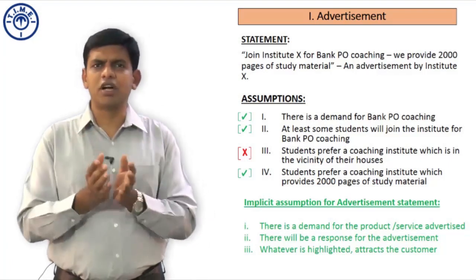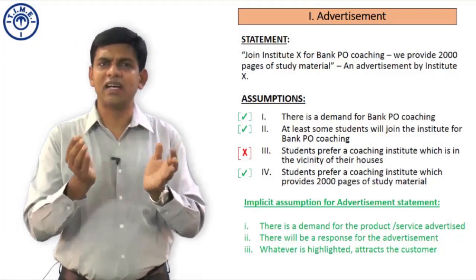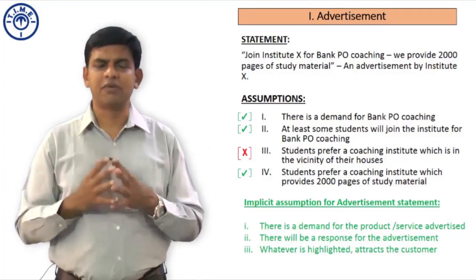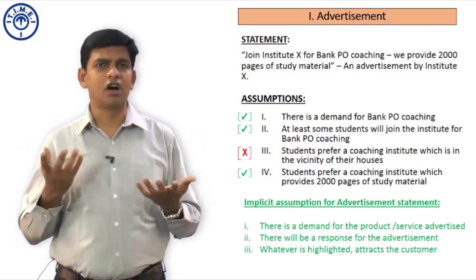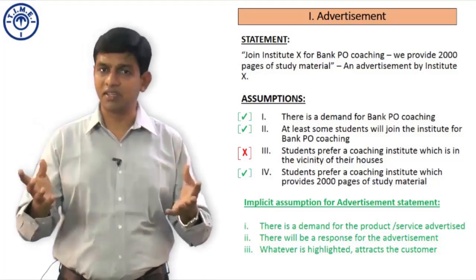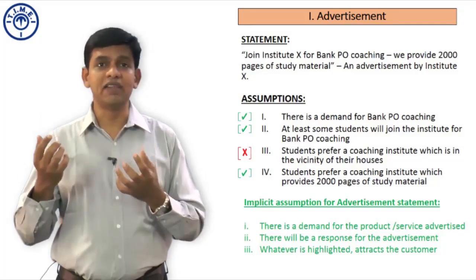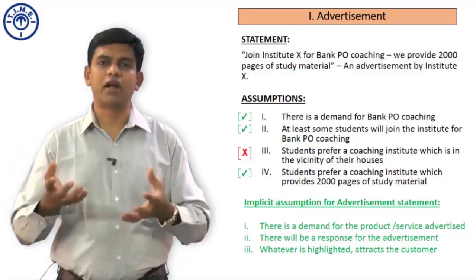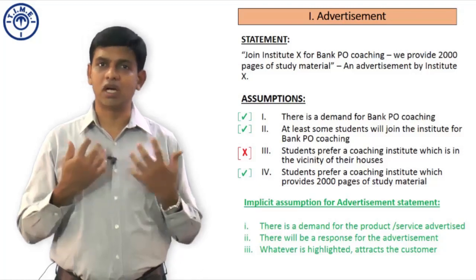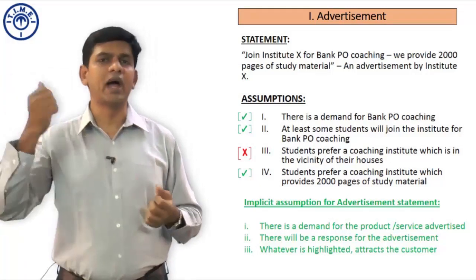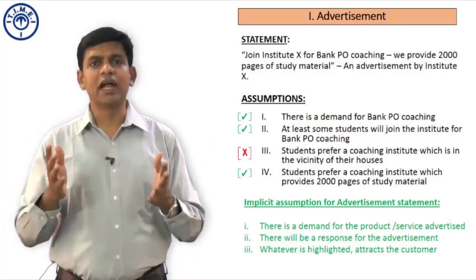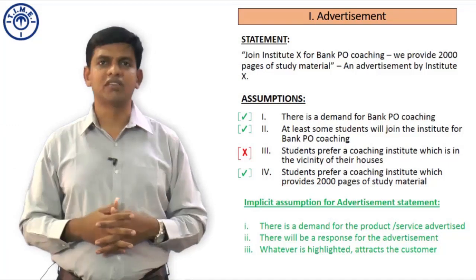Now, from these points, what we can identify is there are some standard implicit assumptions that we can draw on. The first type of assumption is that the very purpose of giving an advertisement is to tell students or customers that you would need this product or service. That means what is my assumption as a speaker? I assume that whatever I am offering is required by the customer or by you. In which case, what are we saying? That there is a demand for the product or service.